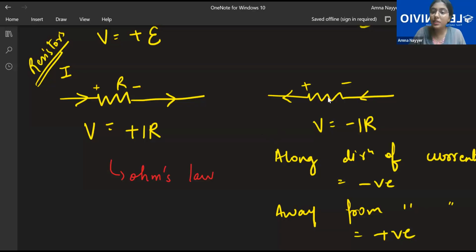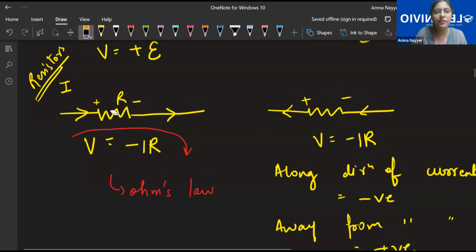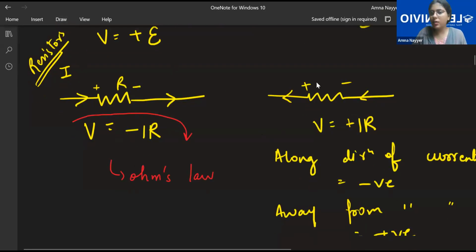Suppose I have chosen a direction, let's say clockwise. I'll be definitely moving like this. So here I'm moving along the current, so this one will be negative. Let's say I have chosen a direction again clockwise, but I am moving in the opposite direction to the current flowing through the wires. So I'll put it as positive IR. These are the basic rules which you should know.